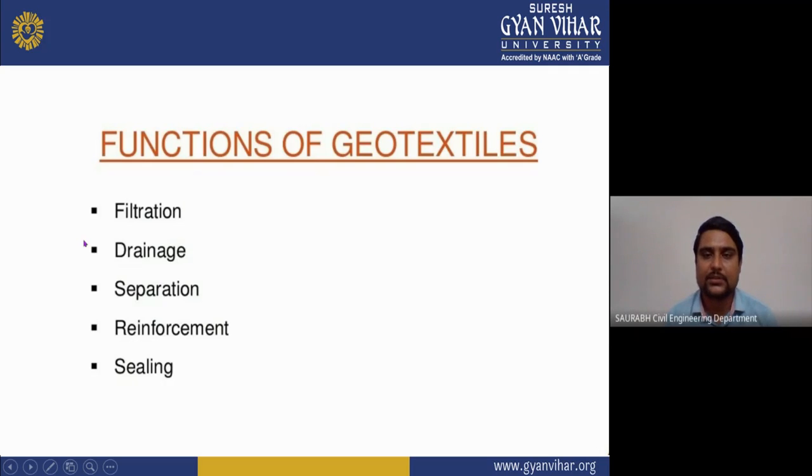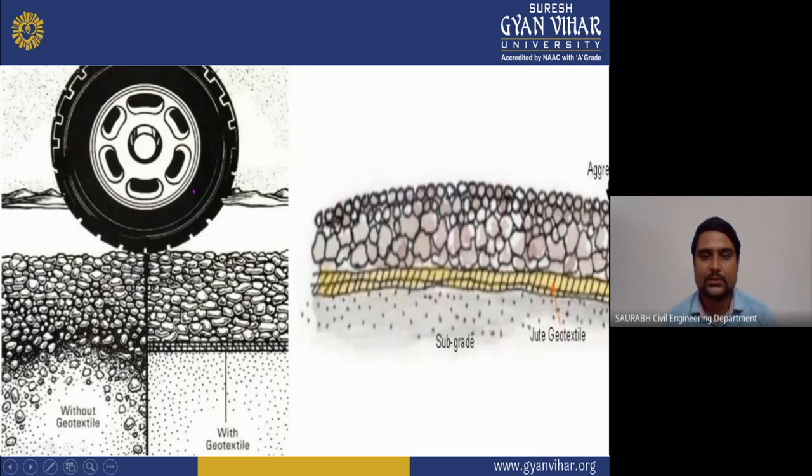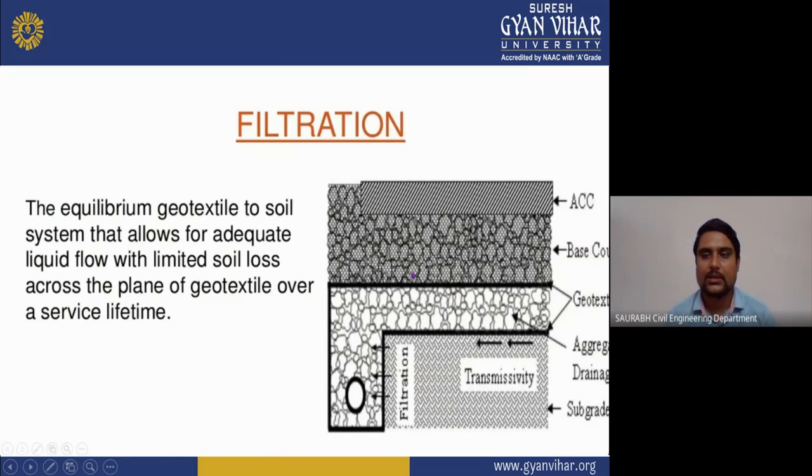Now we will see the functions of geotextile: filtration, drainage, separation, reinforcement, sealing. These are the functions of geotextile, which is used in the compaction of soil. As you can see, this image is showing the effect of geotextile. Here, this is jute geotextile, and it is used on the subgrade of the road pavement, and it can protect the road subbase. It can also help in filtration.